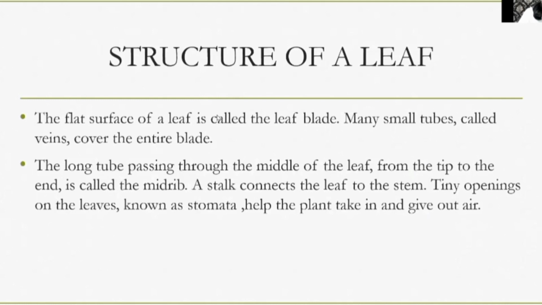Now, the flat surface of a leaf is called the leaf blade. All of you have seen that leaves are flat, so they are called leaf blades. Many small tubes called veins cover the entire blade. The long tube passing through the middle of the leaf from the tip to the end is called the midrib. A stalk connects the leaf to the stem. Tiny openings on leaves, known as stomata, help the plant take in and give out air.